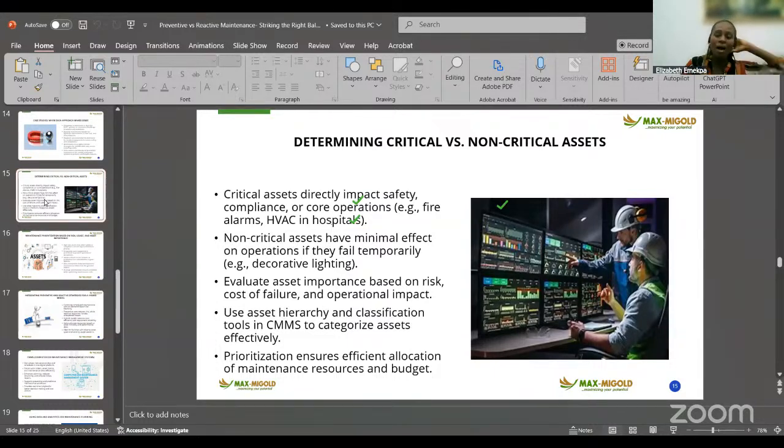Okay, so now how do we determine critical versus non-critical assets? How do we say that this is what we need to do and this is what we don't need to do? What are those assets that are critical? What are those assets that we can just overlook? A critical asset directly impacts safety, compliance or core operations, for example your fire alarm, your HVAC in the hospital.